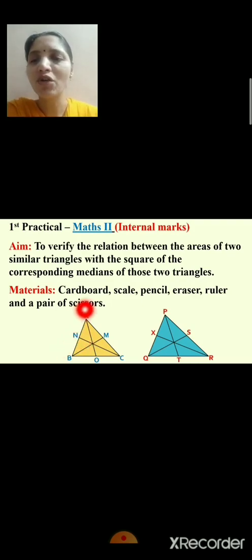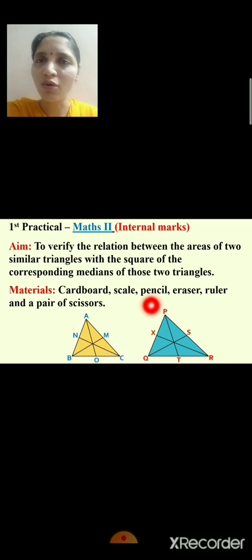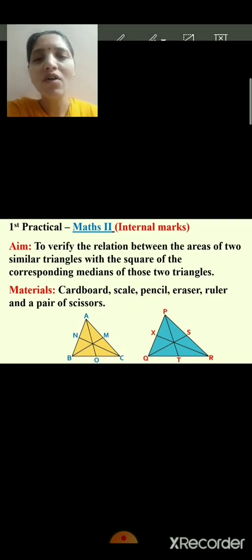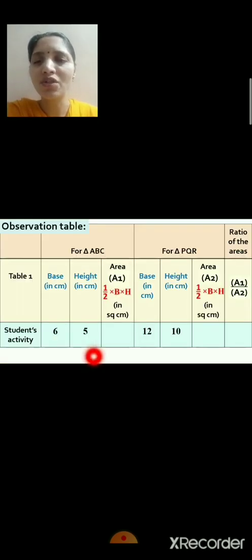First you will draw the two similar triangles, triangle ABC and triangle PQR. Now the lengths of base and height of these two triangles are given here. Accordingly you will draw the triangles and then you will cut those triangles and you will stick them on the assignment papers where you are writing this practical.